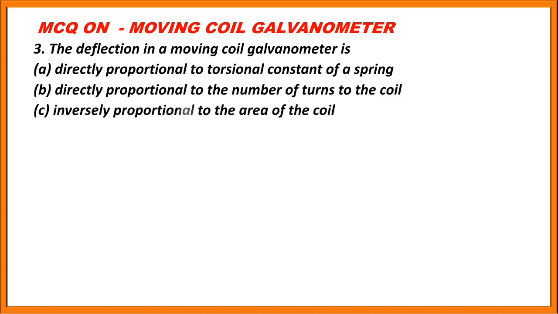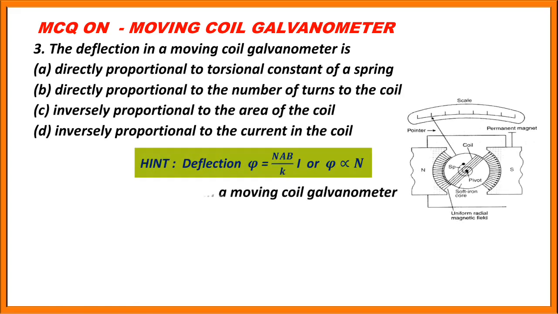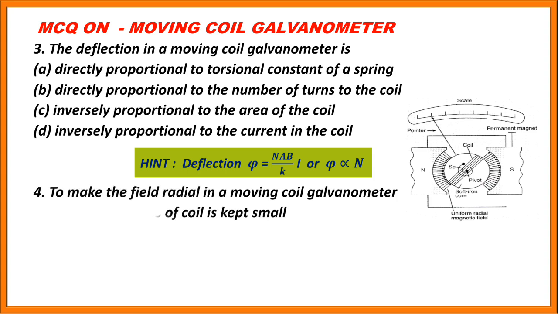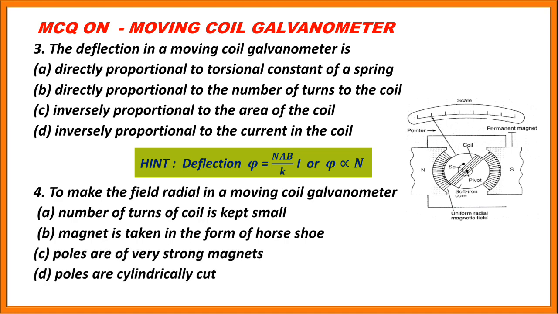Now question 3. The deflection in a moving coil galvanometer is directly proportional to the torsional constant of the spring, directly proportional to the number of turns of the coil, inversely proportional to the area of the coil, or inversely proportional to the current in the coil. Here the correct answer will be option B, directly proportional to the number of turns of the coil.